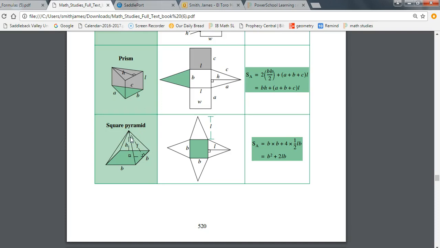Now, one shortcut is to recognize that these 4 triangles are the same. If this is a square, then the 4 lateral faces, the 4 triangles, are the same. So if I find one of those, I can just multiply it times 4. So that would work if the base is a square.